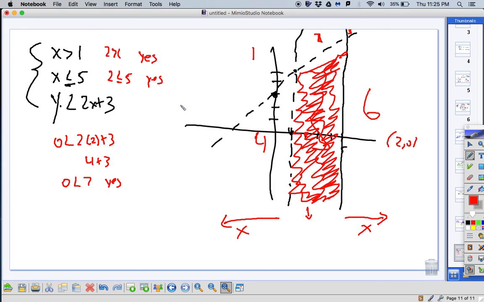Okay, so if you have 4, you could keep going, and all that happens is you keep getting more and more sections that you got to figure out which is the section where it is true for every single one of these.